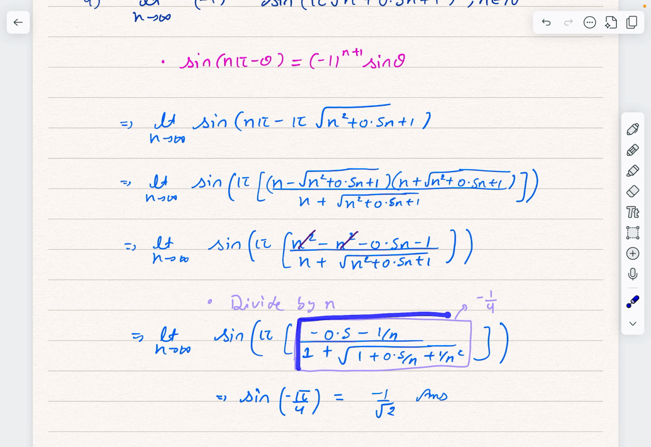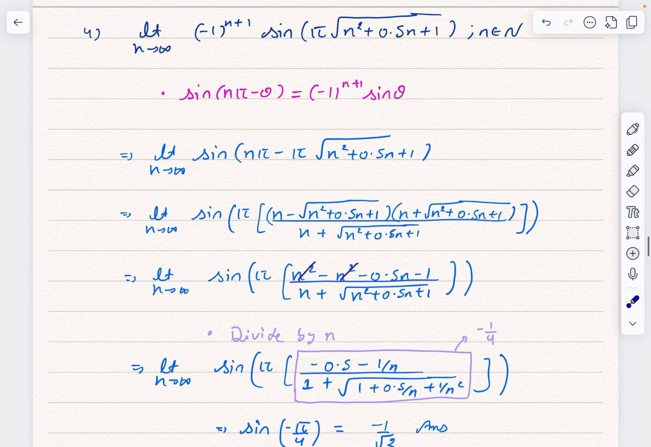Here you will see that wherever you have n in the denominator will become 0. Finally you get minus 0.5 by 2 which will be minus 1 by 4. So you just end up with sine of minus pi by 4 which is minus 1 by square root of 2. So that is all for this problem. This is a good problem, guys. So make sure you do this properly.